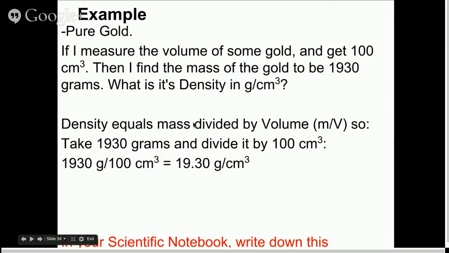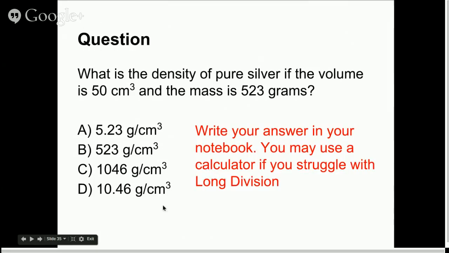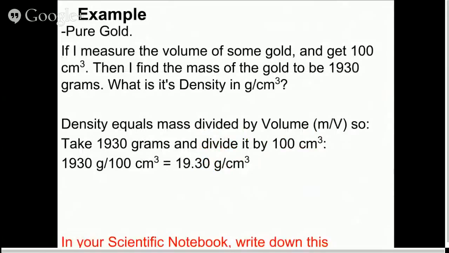To find this, you would take the mass divided by the volume. So I would take this number, 1,930 grams, and divide it by 100 cubic centimeters to give me this, 19.30 grams per cubic centimeter. This is the true density of gold. Pure gold has this density. Pause it if you need to write down this.